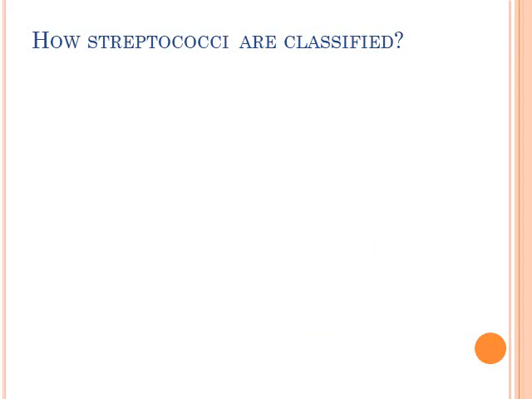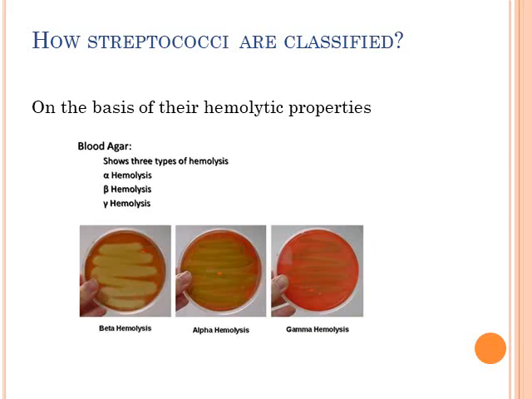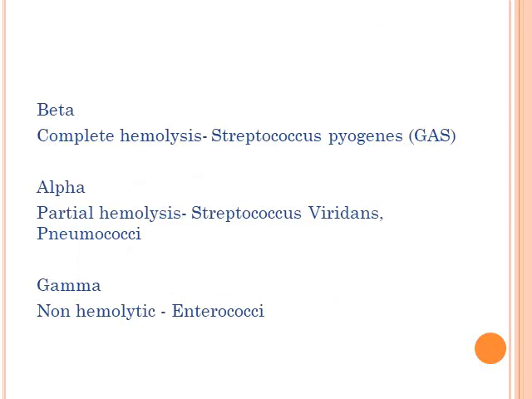How are Streptococci classified? On the basis of their hemolytic properties on blood agar, three types of hemolysis are seen: alpha hemolysis, beta hemolysis and gamma hemolysis. Beta hemolysis means complete hemolysis. Alpha is partial hemolysis, it produces green colored colonies. Gamma is non-hemolytic. Streptococcus pyogenes is a beta hemolytic streptococcus. Streptococcus viridans and pneumococci produce partial hemolysis. Enterococci are non-hemolytic.